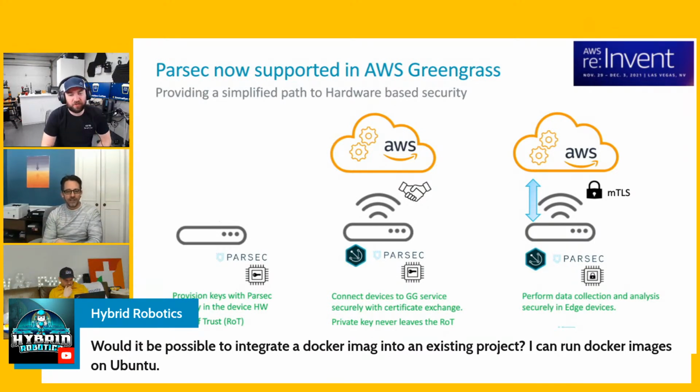Would it be possible to integrate a Docker image into an existing project? I can run Docker images on Ubuntu, and I believe a Docker image with Parsec.